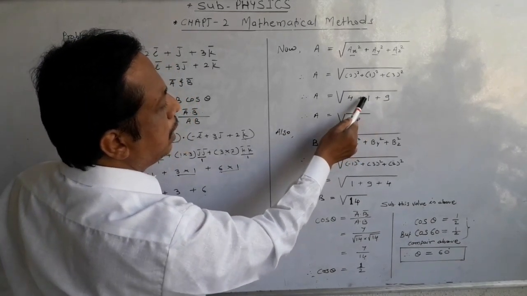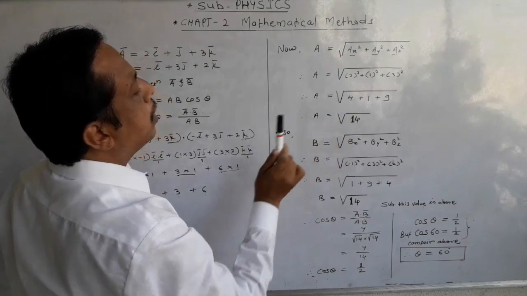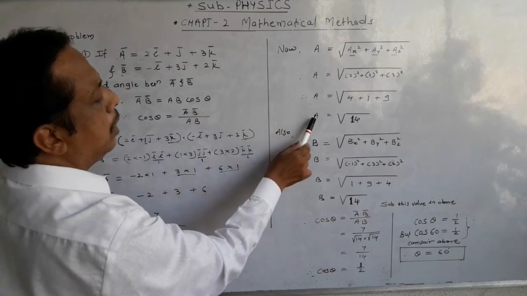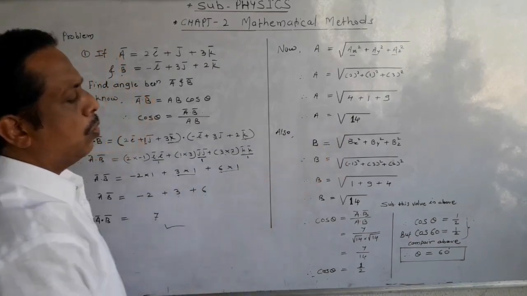9 plus 1 is 10, 10 plus 4 is 14. A is equal to under root 14. This is the magnitude of A bar, that is, A is equal to under root 14.